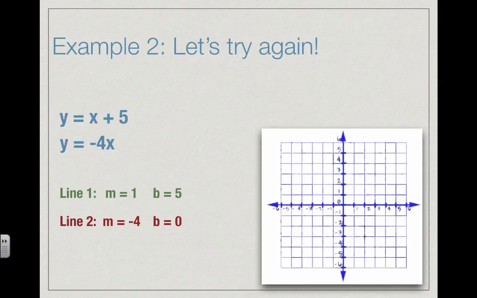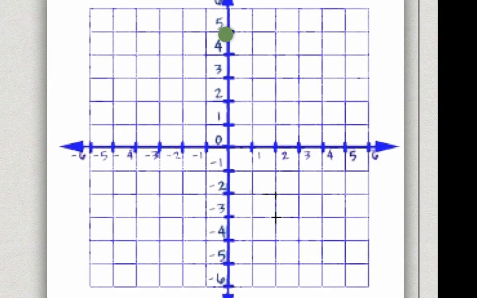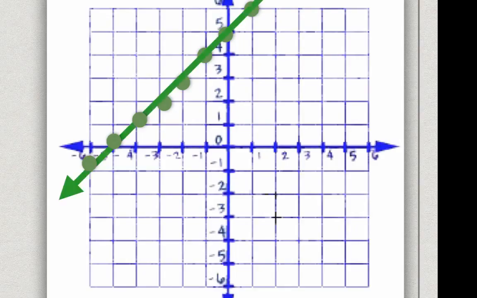So when we plot our first line, we'll go up to a b value of 5, right there. And since the slope is 1, we go up 1, right 1, there. And then we have to continue the other way. So we'll go down 1, left 1, down 1, left 1, so on and so forth until we fill the graph. When we put our line through, there's the first equation.